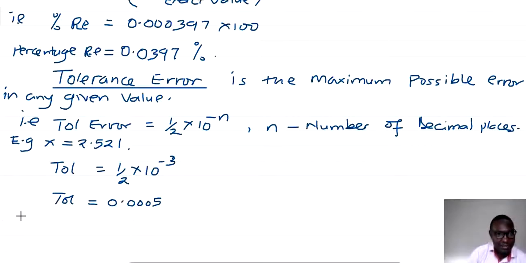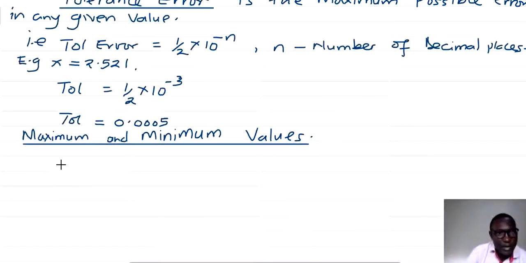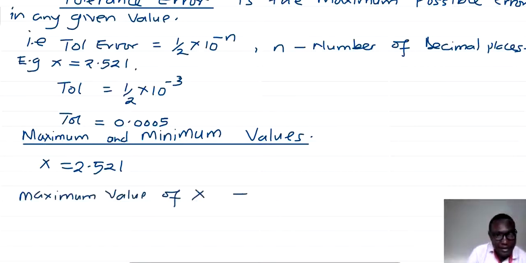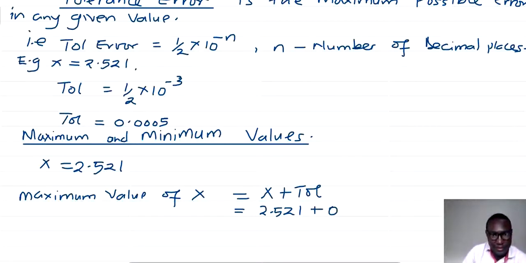Next we are going to look at the maximum and minimum values. So if our exact value x is 2.521, then the maximum value of x is going to be equal to this exact value plus the TOL, or the tolerance error. So this is going to be x plus TOL. So this gives us 2.521 plus our tolerance, which is 0.0005. And the maximum value there becomes 2.5215. So this here is the maximum value of this.